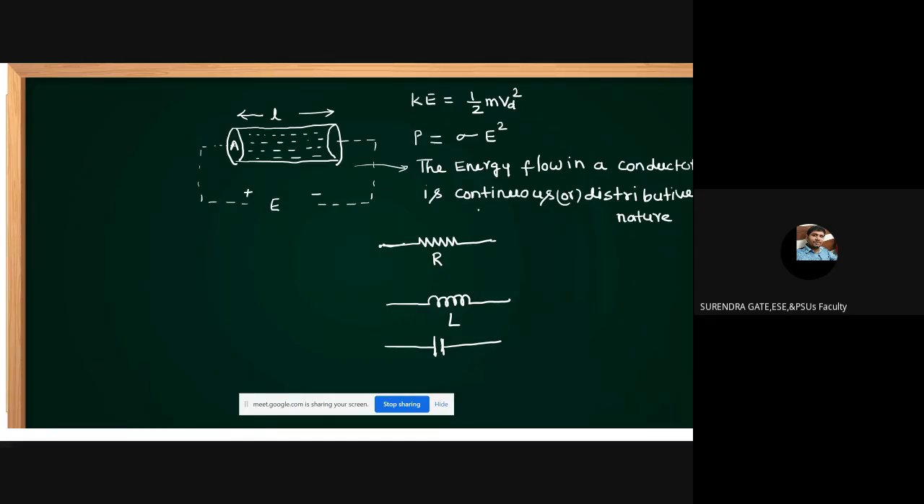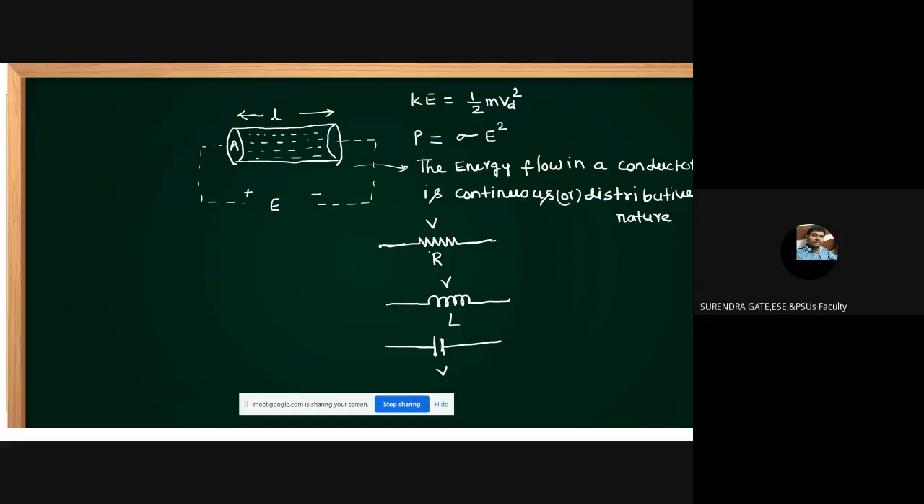I told already, this energy loss is considered as a drop in these elements. Let the drop in this element be V, this be V, and this also be V. The voltage drop across the resistor is V, the voltage across the inductor is also V, and the voltage across this capacitor is V. Let this be the drop.